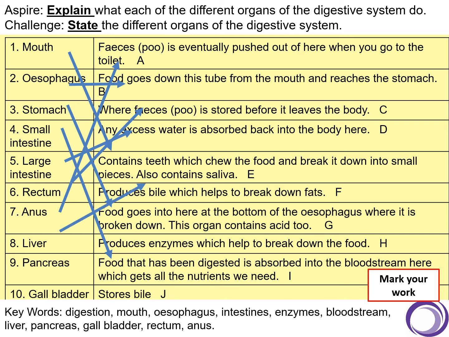Number 8, the liver, matches with F, which produces bile, which helps to break down fats. Number 9, the pancreas, matches with H, so produces enzymes which help to break down the food. And number 10, the gallbladder, matches with J, which stores bile.